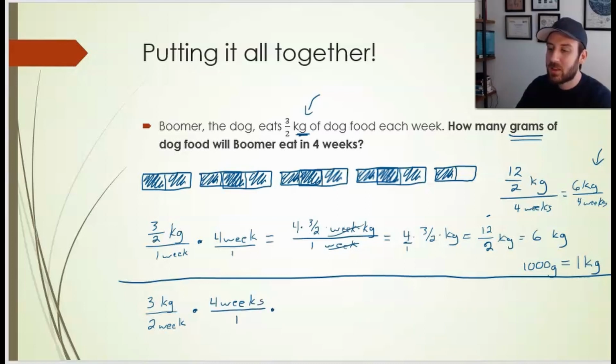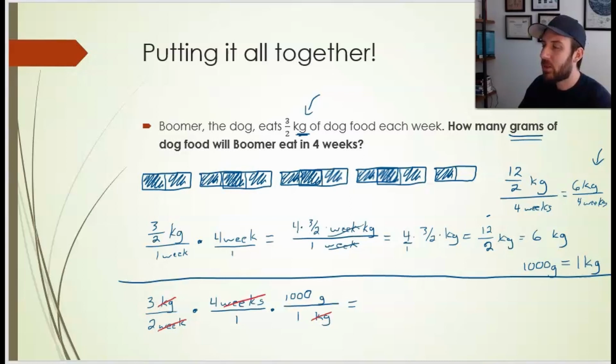And that if I'd like to get rid of the kilograms, I need to find some way of turning kilograms into grams. And I can do that by recognizing 1 kilogram is 1,000 grams. Now, since I organized all these fractions in just the right way, when I multiply them through, I'm going to be able to cancel this kilogram with this kilogram. I'm going to be able to cancel this week with this week.